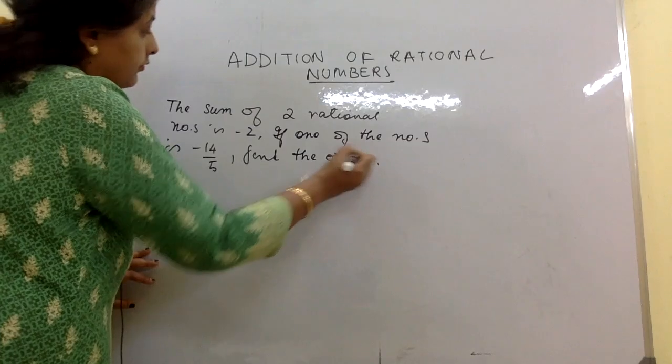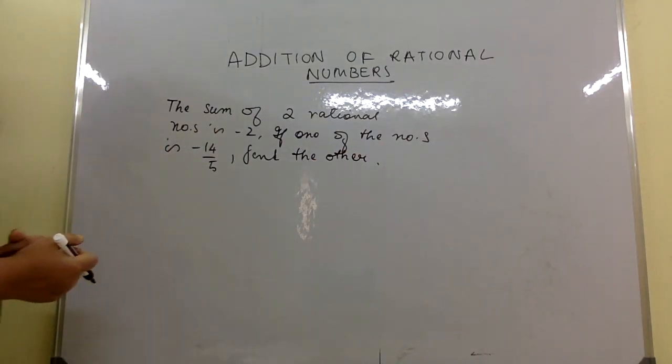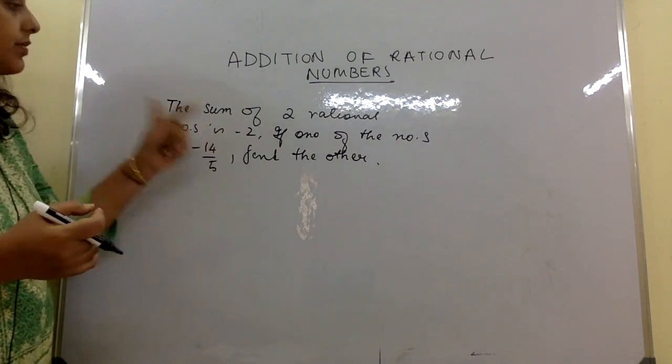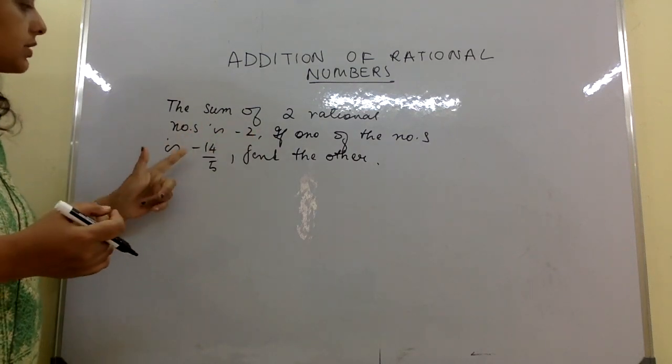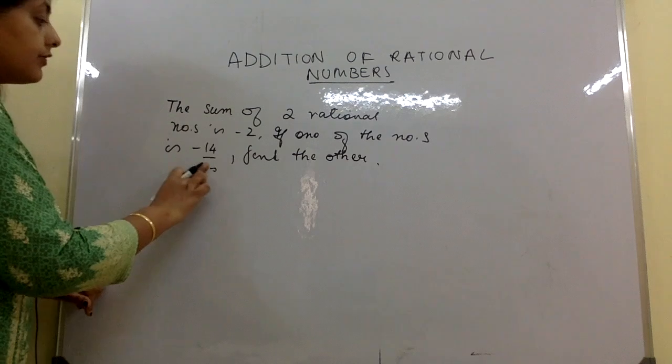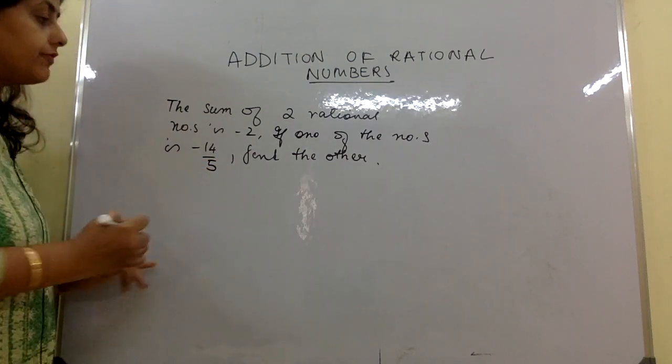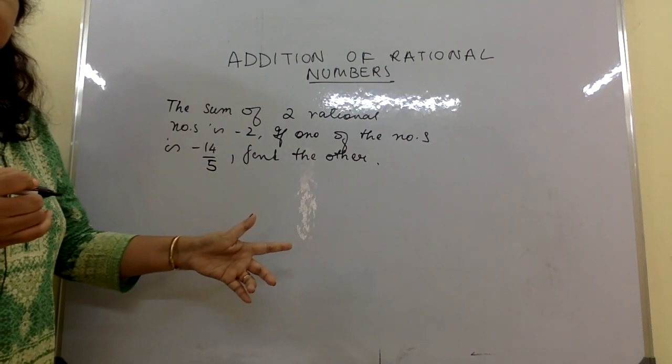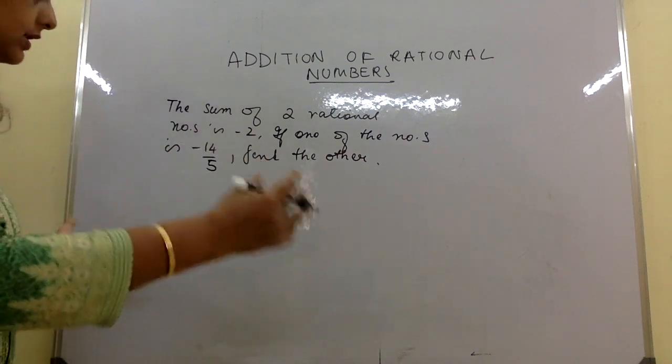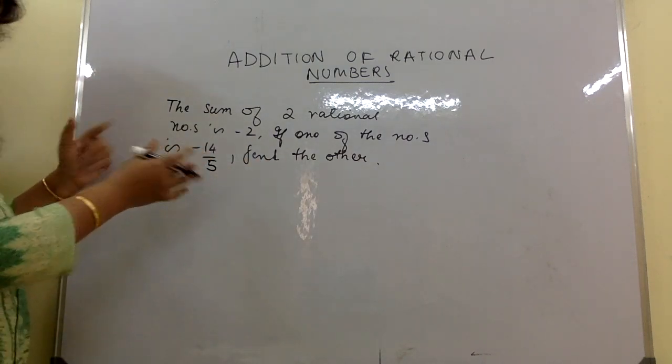Now here is a question. The sum of two rational numbers is minus 2. One of the numbers is minus 14 by 5. Find the other. So I'll just give you one very simple example. This looks really tough, isn't it?